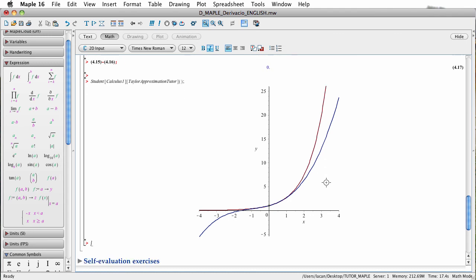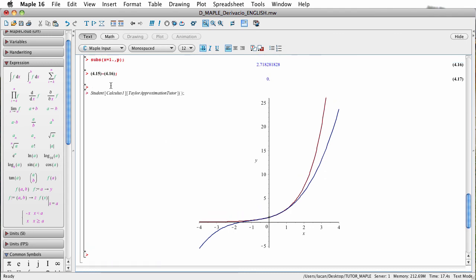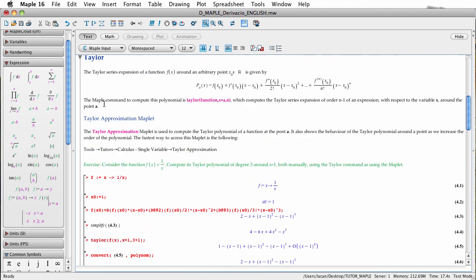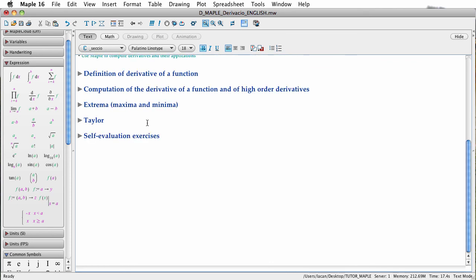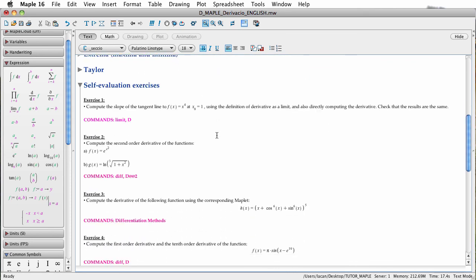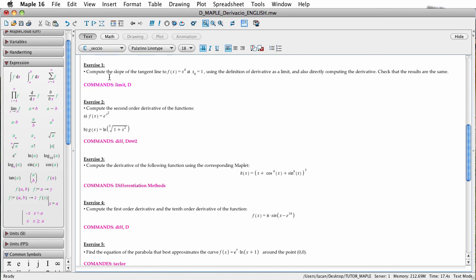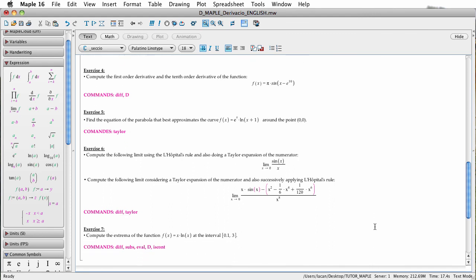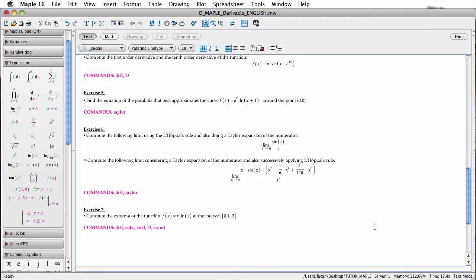Okay, so now you know all about derivatives. What you just have to do now is to try to do these self-evaluation exercises. You have here 4 exercises regarding derivative, extrema and Taylor, and then here you have 3 more exercises, up to 7 exercises. So that would be it for today. Try to do the exercises and ask anything you don't understand.